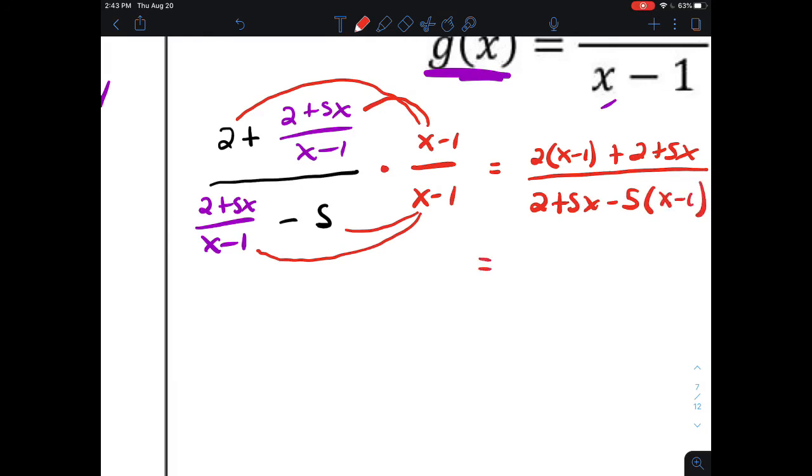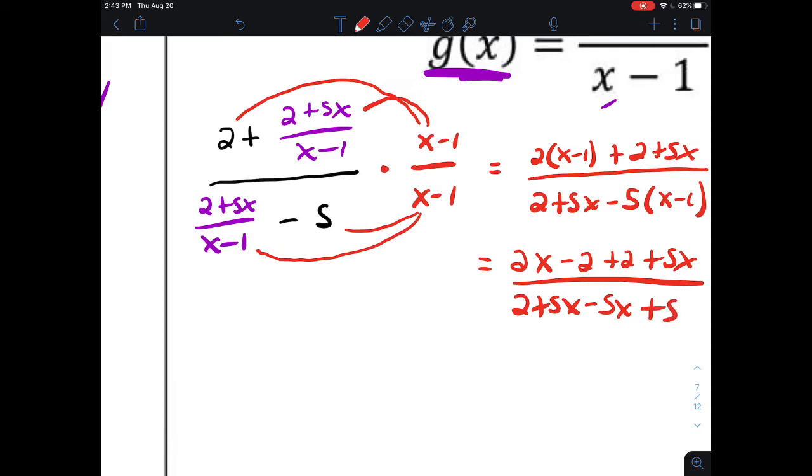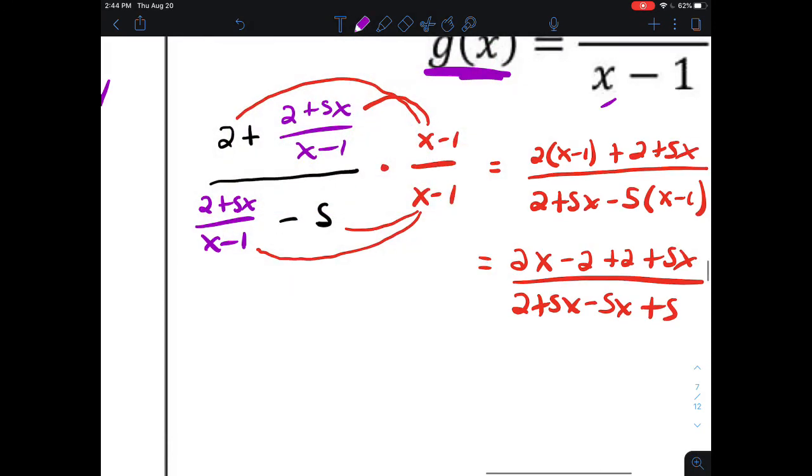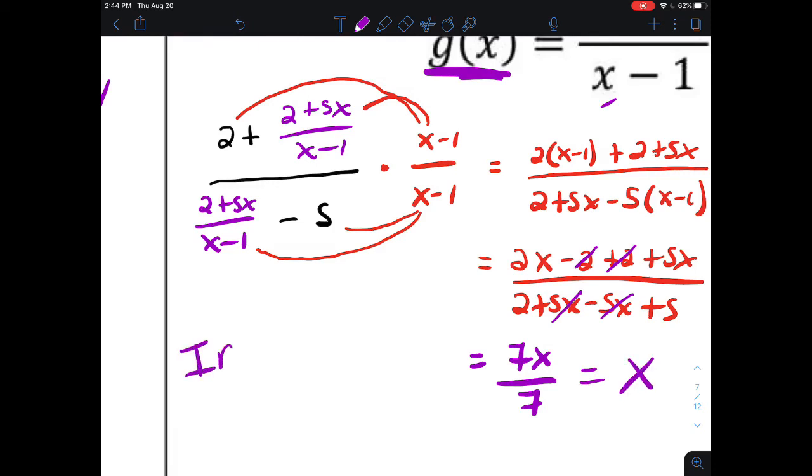So from here, we're going to distribute in that numerator and look to see if we can combine like terms and start canceling. So I have 2x minus 2 plus 2 plus 5x divided by 2 plus 5x minus 5x plus 5. And some things will cancel out. In the numerator, the 2's are going to cancel. In the denominator, the 5x's are going to cancel. And my problem becomes 7x divided by 7. And everything cancels out and leaves me with just an x. So f and g are inverses.